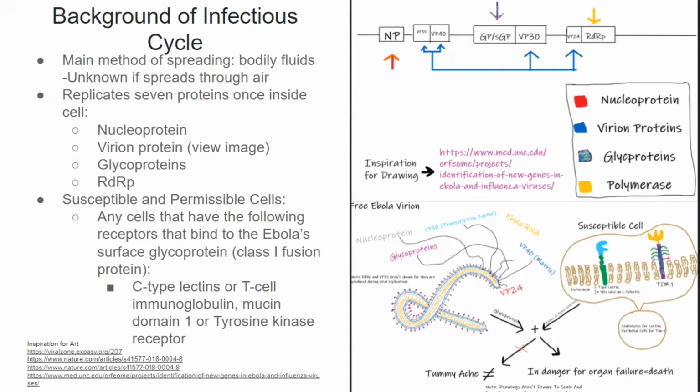Once inside the cell, the virus can replicate its 7 viral proteins, which can be denoted here by this diagram: a nucleoprotein denoted by the red arrow, 4 virion proteins denoted by the blue arrow, its glycoproteins denoted by the purple arrow, and its RNA-dependent RNA polymerase denoted by the yellow arrow.